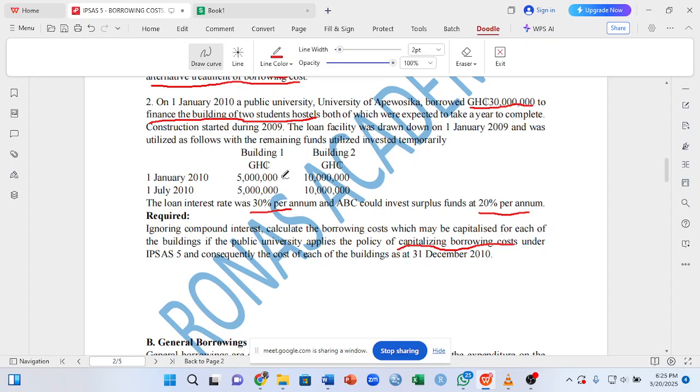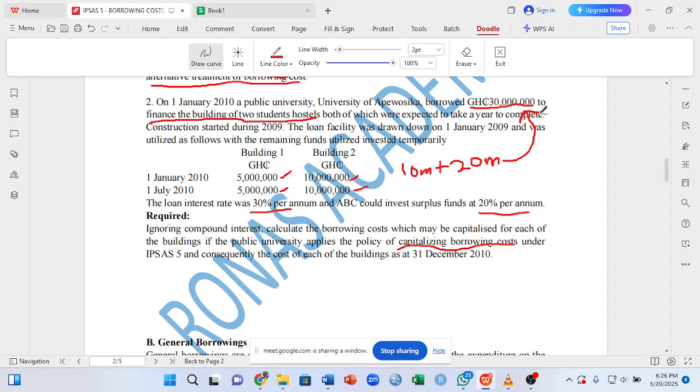So let's add. For building one, we took out 5 million on 1st January 2010, and we took out the remaining 5 million on 1st July 2010. So that will give us a total amount of 10 million. Then with building two, it was 10 million at 1st January and another 10 million at 1st July. So that will be 20 million. You can see that all is summing up to give us our 30 million. So that should tell you that all the amount of money was used to finance the two facilities, building one and building two.